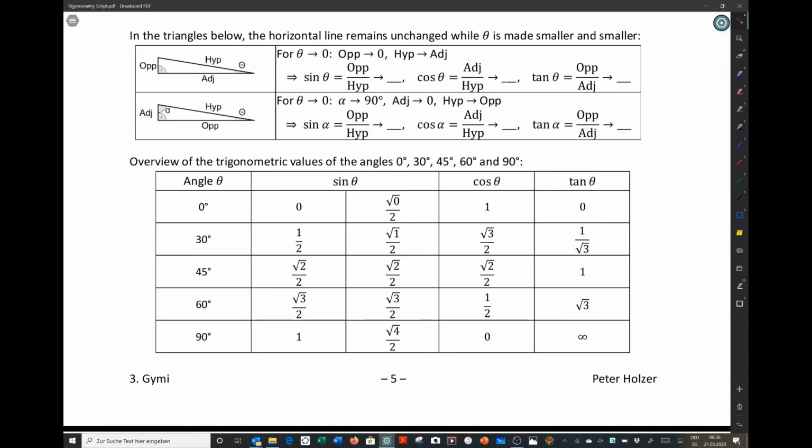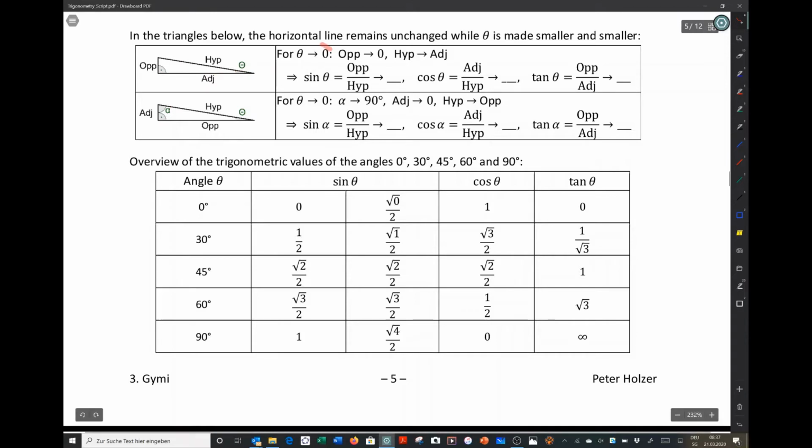To find the trigonometric values for an angle of 0 degrees, we look at this triangle, and here we look at this angle theta, which is already very small. We now keep the adjacent here fixed and make this angle theta smaller and smaller. This means the triangle becomes something like this, and less and less. So the adjacent stays as it is, however the opposite in the end will be just 0. And the hypotenuse in the end will be the same length as the adjacent.